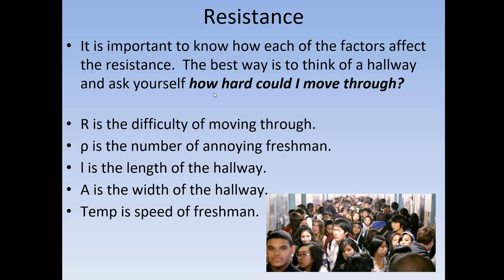And then the temperature, the chaotic speed, with them constantly bumping into you, again makes it super hard for you to walk through. So this could be a useful analogy to remember it on the day of tests, because like I said, it is going to be important that you pull it out and know, okay, if I change the temperature, how's that going to affect the resistance? If I change the area, how's that going to affect the resistance?